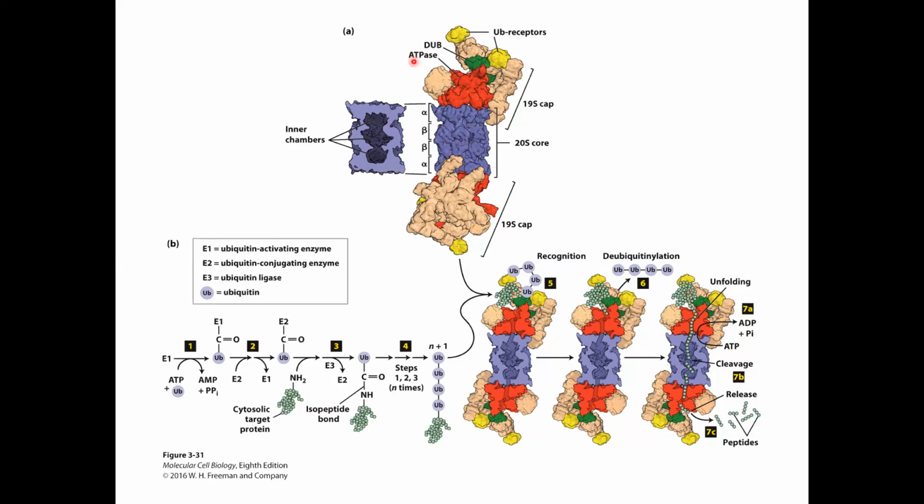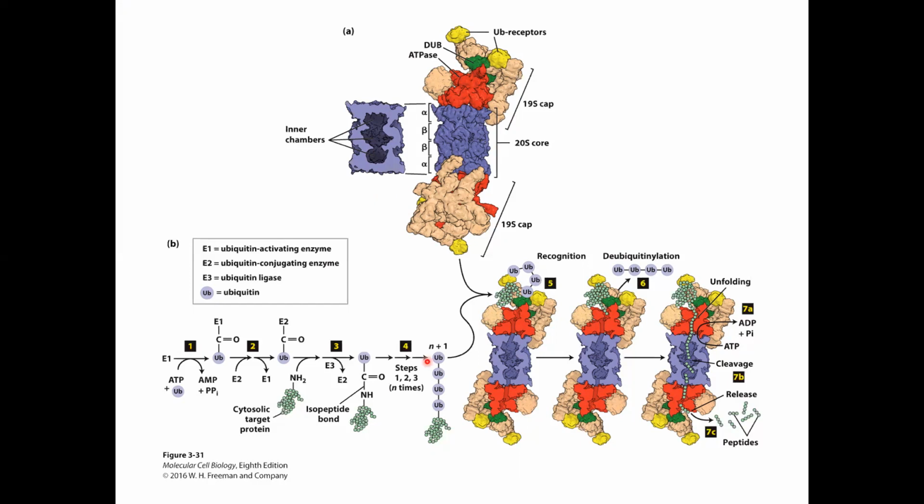And we have these large cap-like structures on the top and bottom. Again, these caps are very similar to the caps that are present on chaperonins. So again, it can be something that is very easy to confuse the two, so try to keep them separated. One destroys, one refolds, renews.